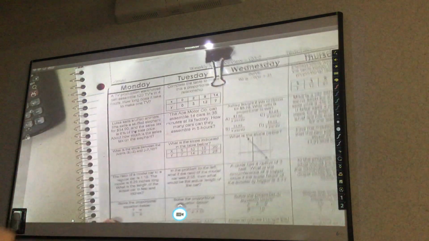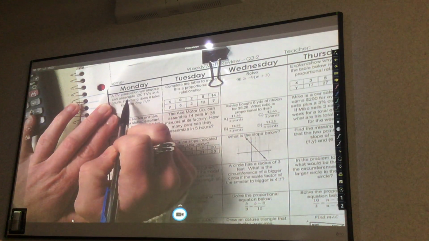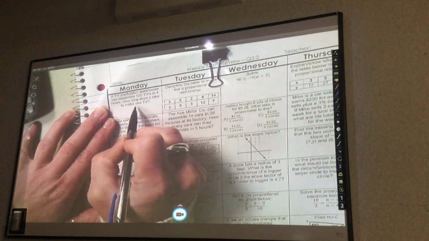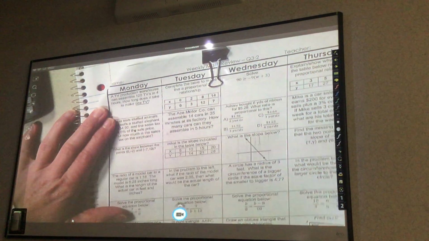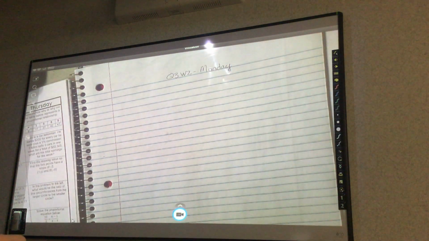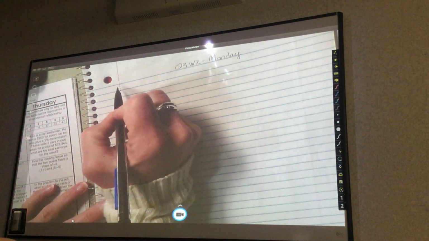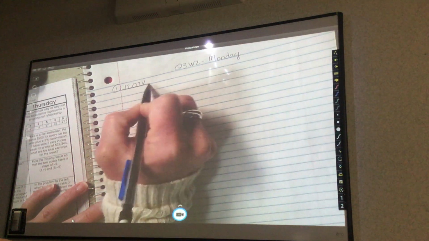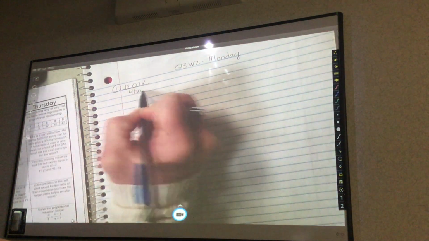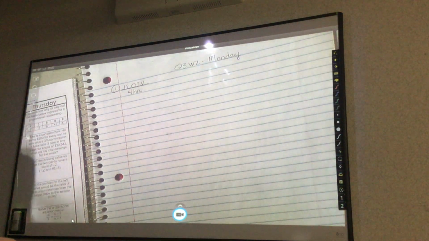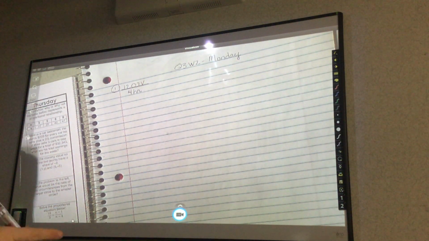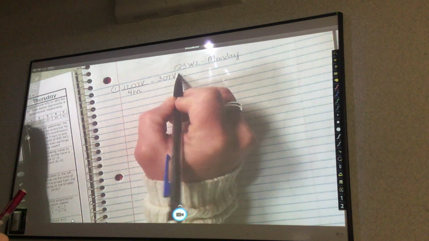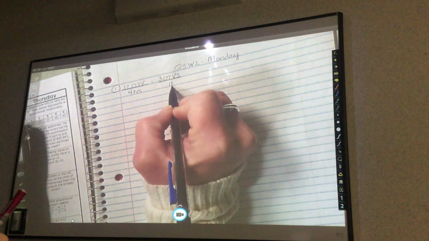Number one: a TV production warehouse can assemble 120 TVs in 4 hours. How long does it take to make one TV? The first thing we do is take 120 TVs in 4 hours. What is 120 TVs in 4 hours? That equals 30 TVs per 1 hour.